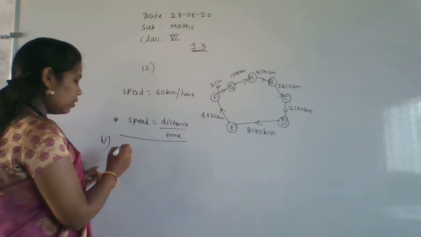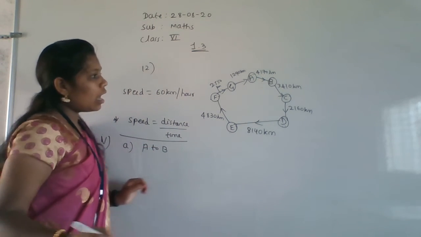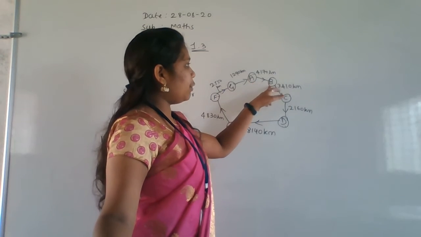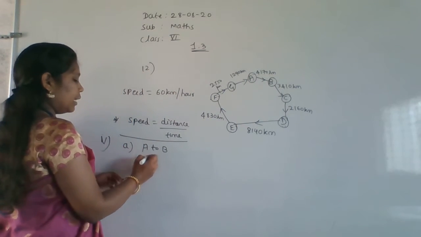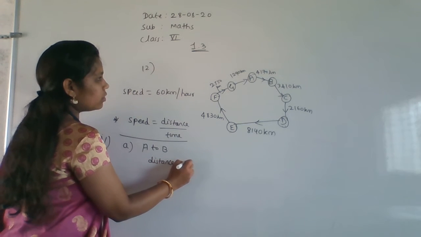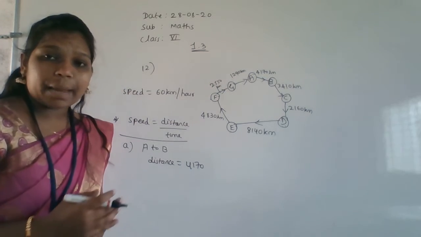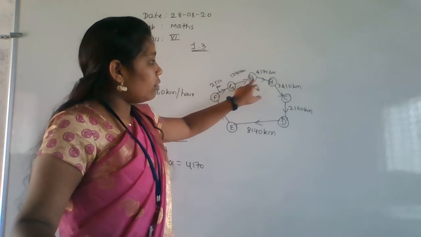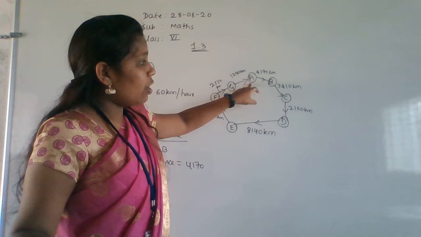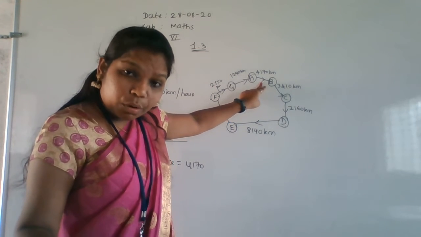In the fifth main, first question, A to B. How much time is taken here? A to B. Okay. So A to B's distance is what here? A to B distance is 4170, right? So we have to find the time. What time is taken to reach from A to B? That we have to find.